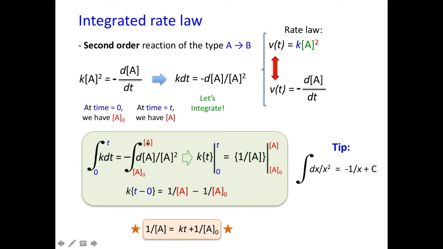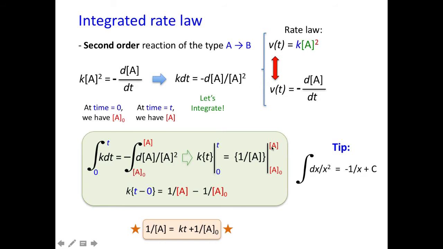The only difference now is the tip I give: the integral of dx divided by x squared is minus 1 divided by x plus c, where this constant just disappears if we have the real limits for this integral, as indeed we have. So we integrate the left side, k dt is kt, changing from 0 to t. And the integral of dA divided by A squared is minus 1 over A, changing from A0 to A.